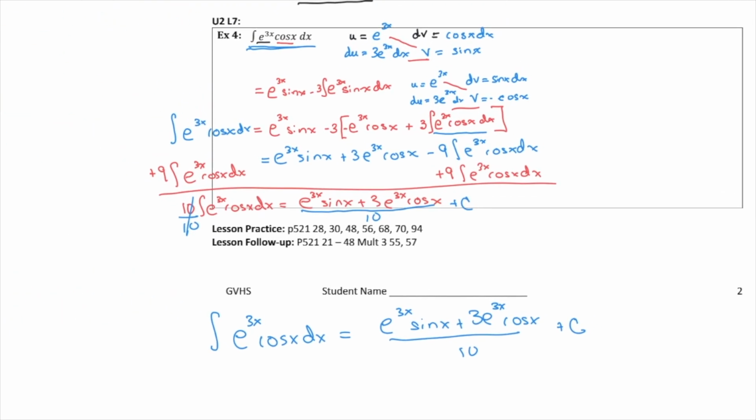So I saved this problem for lesson 7, just because I wanted you to have a little bit of practice solving problems using integration by parts. Now, your lesson follow-up. Go ahead, practice integration by parts a little bit more.